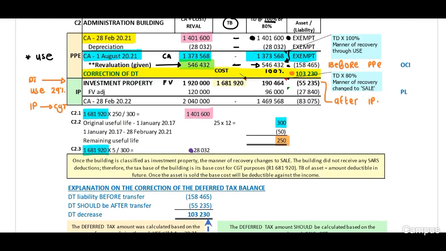When you look at the calculation here at the bottom, we have an amount before the transfer, when this is PPE, manner of recovery is through use, therefore only 29%. But after transfer, manner of recovery will be through sale, therefore 80% times 29%. And this will be a decrease in our deferred tax liability.